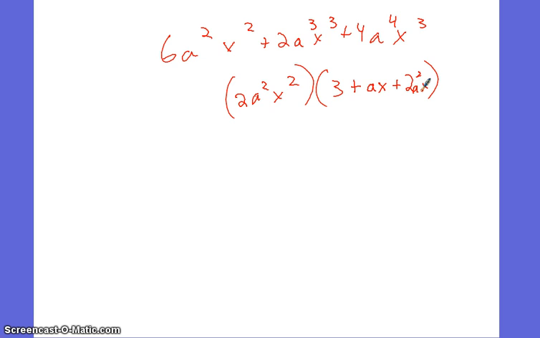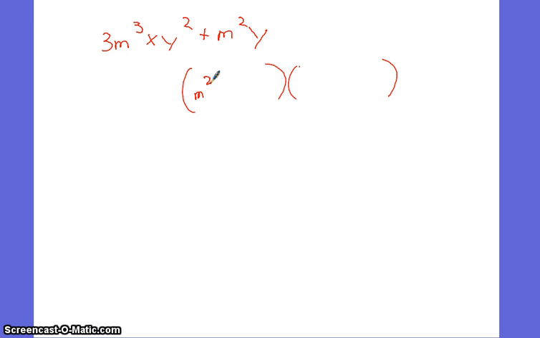Now, you need to be very careful on this last set here, because it's really easy to get this stuff wrong. I want to make sure you do this right. 3m to the third x y squared plus m squared y. And you're like, oh, this looks easy. Okay, well, what are you going to pull out of this? Let's look. Well, I'm going to pull m squared. That's it.